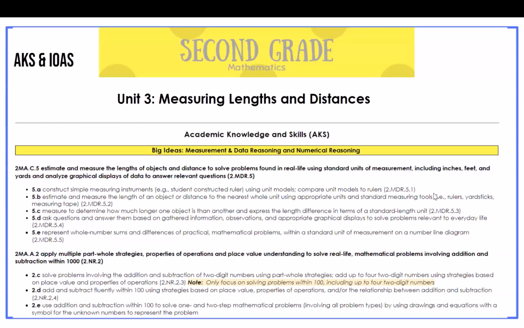In IOA 5C, students will measure and compare lengths to determine the difference between the measurements, or how much longer one object is than another. Express the length difference in terms of standard length unit, and use tools such as rulers, yardsticks, and measuring tapes to obtain measurements.